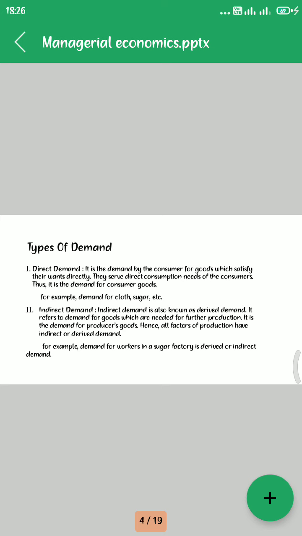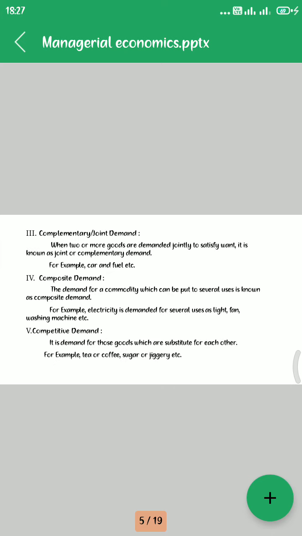Second, indirect demand. Indirect demand is also known as derived demand. It refers to the demand for goods which are needed for future production. It is the demand for the factors of production. For example, demand for workers in a sugar factory is derived or indirect demand.